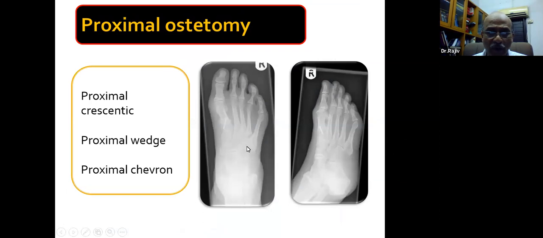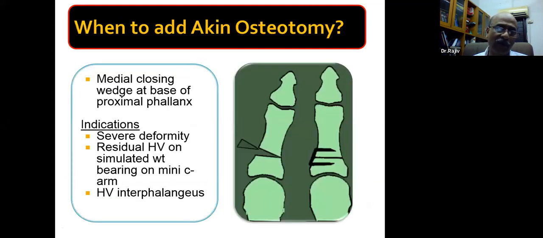Sometimes you need to use a proximal osteotomy. It could be a proximal crescentic osteotomy, proximal wedge osteotomy, or a proximal chevron osteotomy. These are used for the cases which have a very severe hallux valgus deformity. You also need to add what we call an Akin's osteotomy. It is a medial closing wedge osteotomy done at the base of the proximal phalanx, fixed with a staple or a screw or a K-wire. This is when you have a severe deformity.